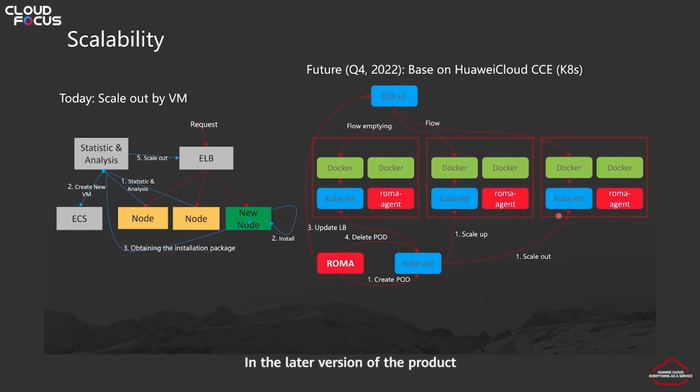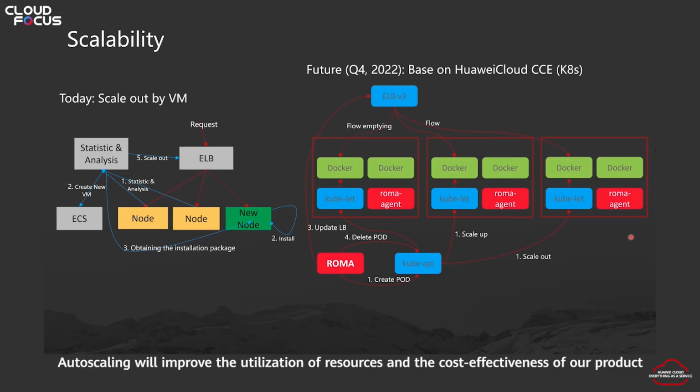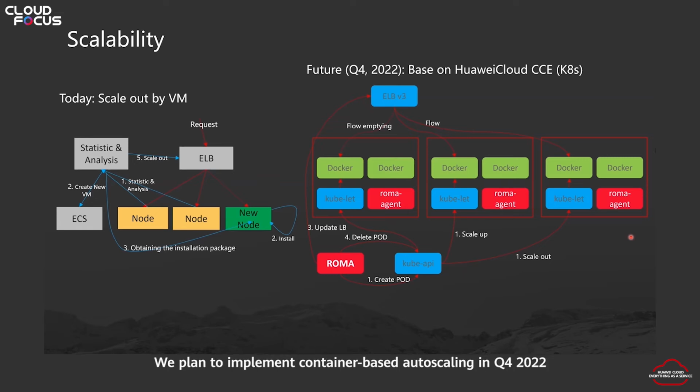In a later version of the product, container deployment solutions and dynamic scaling based on Kubernetes scheduling will be used. The trends in ROMA Connect design and architecture are evolving towards auto-scaling and serverless architecture. Auto-scaling will improve the utilization of resources and the cost-effectiveness of the product. We plan to implement container-based auto-scaling in Q4 2022. We are moving towards a serverless vision and promoting a pay-per-use model for all types of integrations.